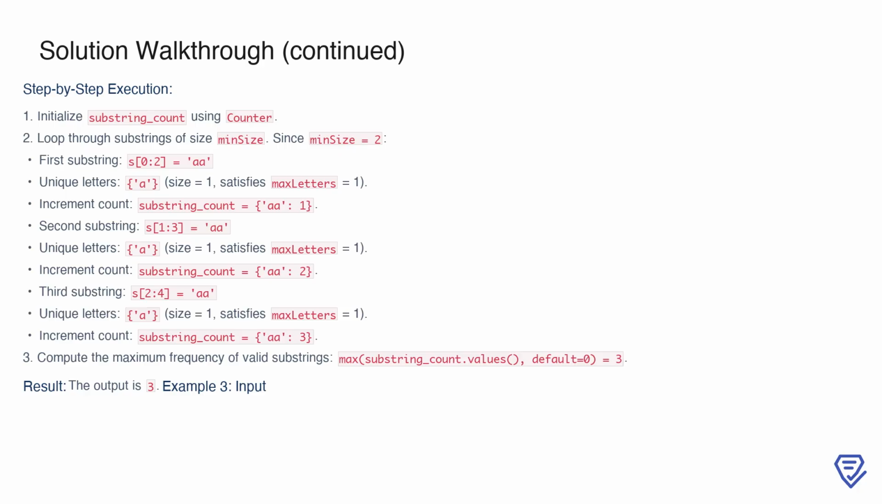Finally, the third substring, s[2:4] equals aa, also contains only the letter a, so we increment its count again. The dictionary now becomes aa:3. The maximum frequency of valid substrings is 3, which is the output for this example.